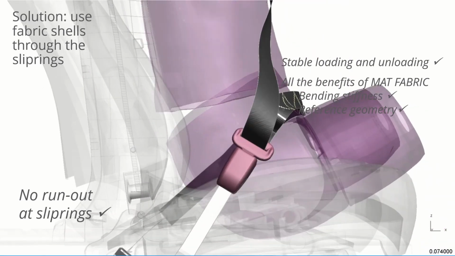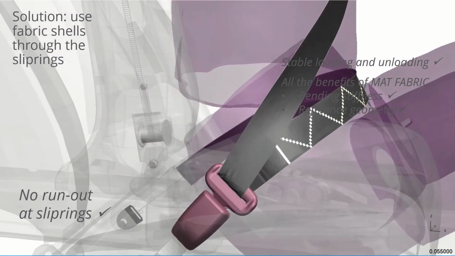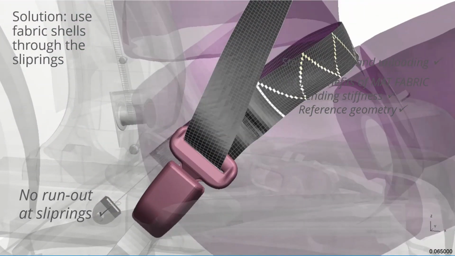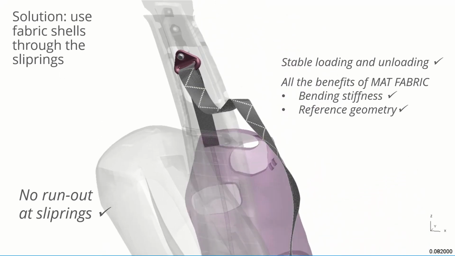The friction at the slip rings and the pressure distribution onto the occupant can now be realistically simulated. With the recent additions of orthotropic friction in LS-DYNA, we're one step closer to fully virtual occupant analysis.